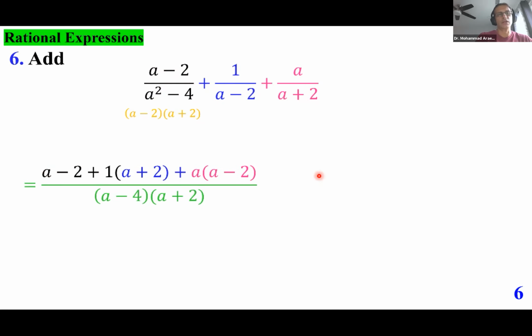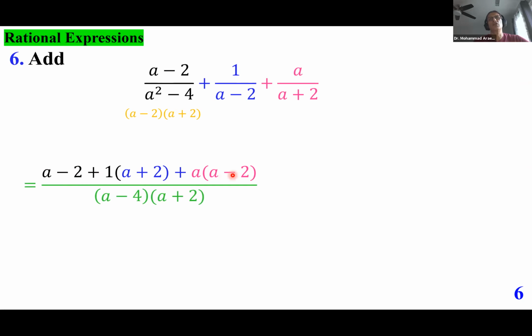So let's pay attention to this one more time. Here's the first one. You keep it unchanged because the denominator of a squared minus 4 is the same as the factored form a minus 2 times a plus 2. This one, when you divide this by this, you notice a plus 2 is missing. So the top times a plus 2, in this case, a minus 2 is missing. Now let's distribute. So this is a minus 2. This is plus a plus 2.